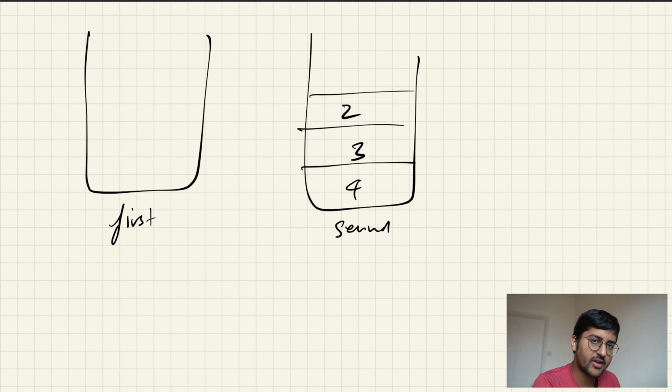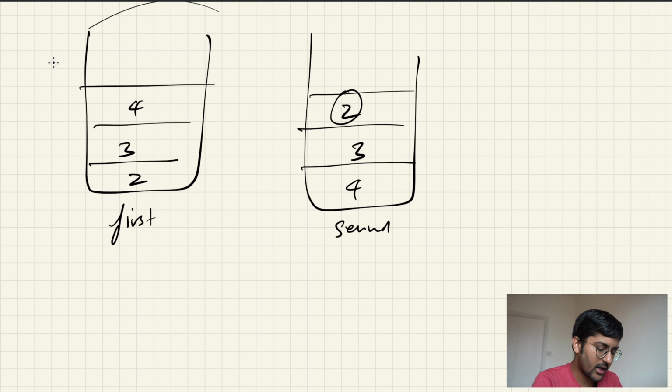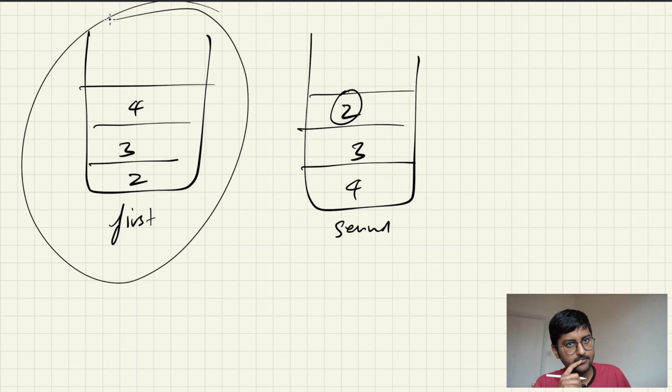Empty the second one into the first one again. Second.pop will be what? 2 will be removed and put into the first one. Then 3, then 4. Is this not now behaving like a queue? It's behaving like a queue, right? What's the problem here though? It's not efficient.